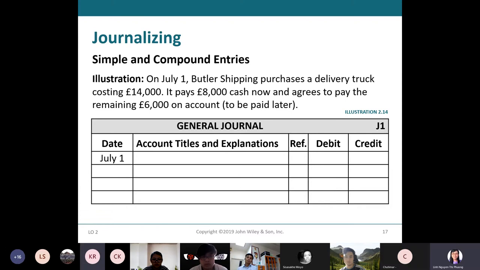Okay, now how do we do this? When we have a delivery truck, this is an asset, right, class? Yes. Okay, so what do we debit? Anyone know what we debit?